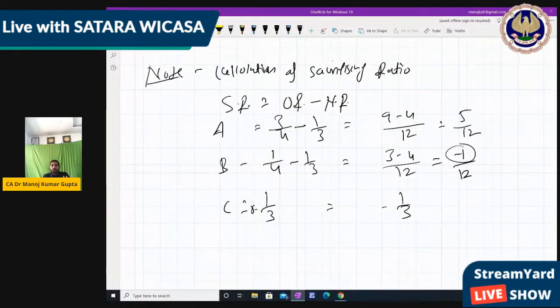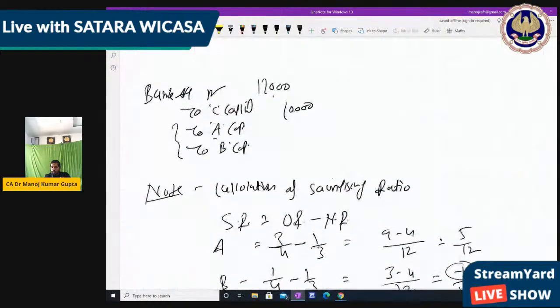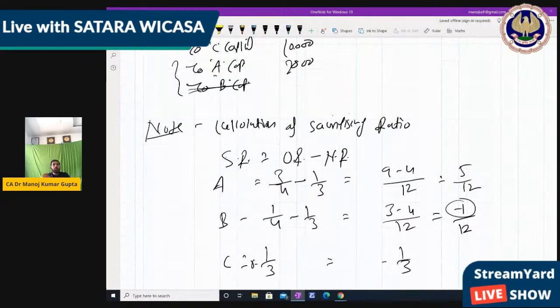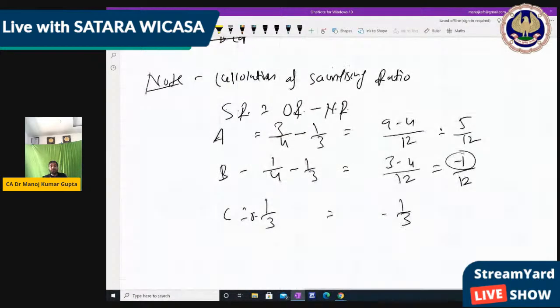capital account also, right? So first we complete this transaction: bank account debit to C capital 10,000, to A capital 2,000, because B will not bring or get anything. So first this entry is complete. Then through the capital account we will adjust B's share also.